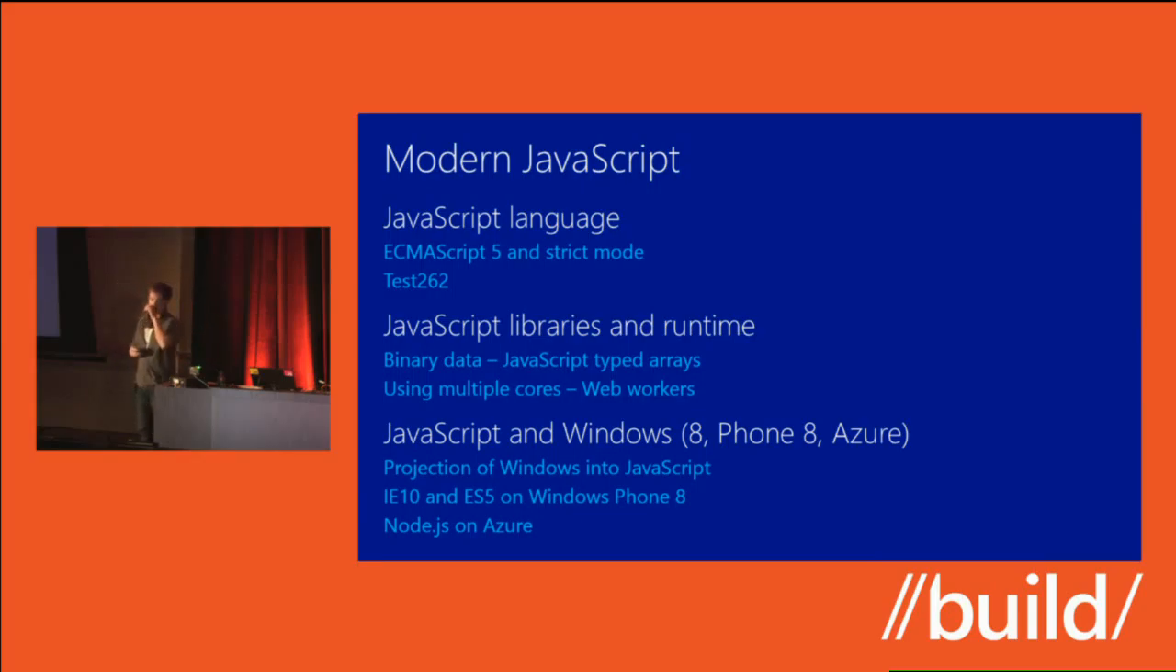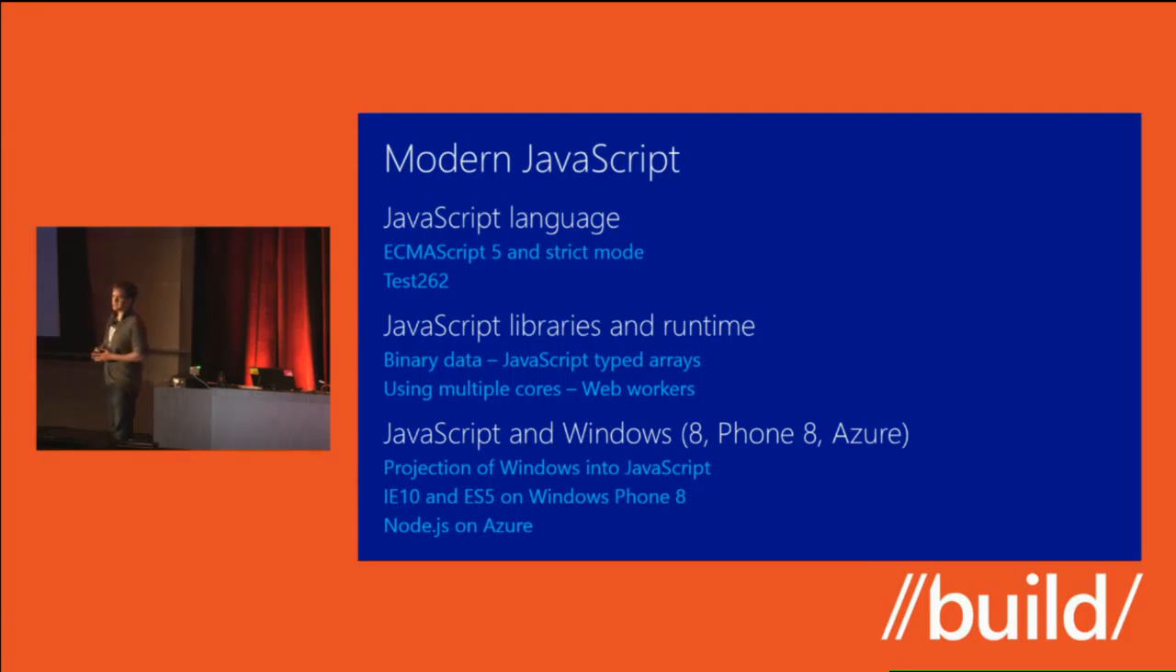The second one is the libraries and the core runtime that's available with JavaScript. And 2 things in particular that are really significant scenarios that have been enabled. One is working with binary data, and the other is using multiple cores and getting true concurrency inside the browser.